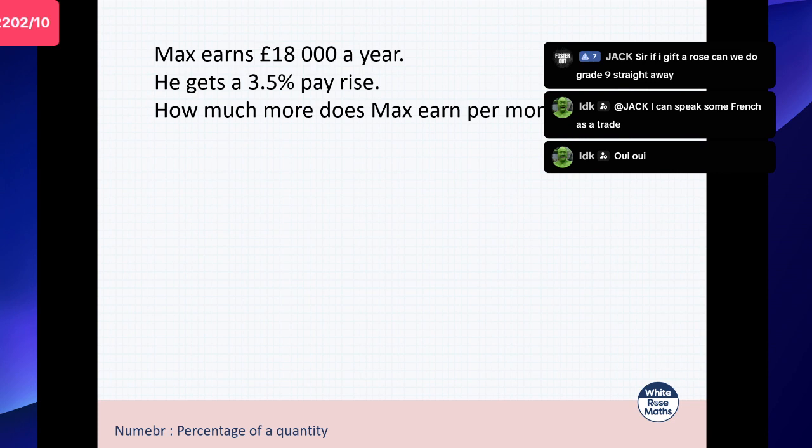So, he earns £18,000 a year. He gets a 3.5% pay rise. How much more does he get per month? So be careful here. This question can appear on a higher tier as well.